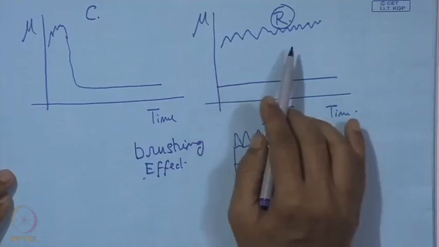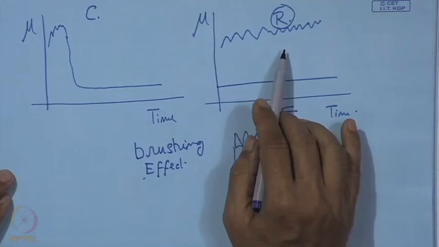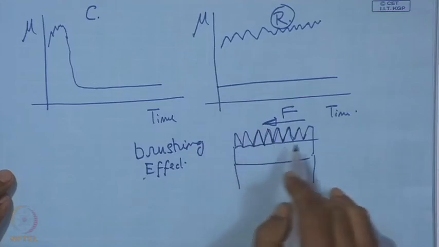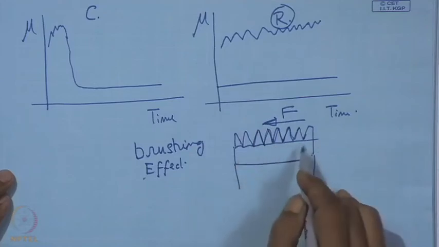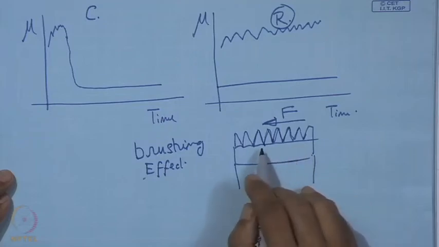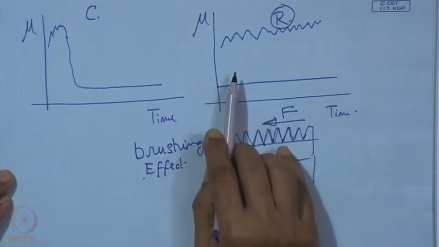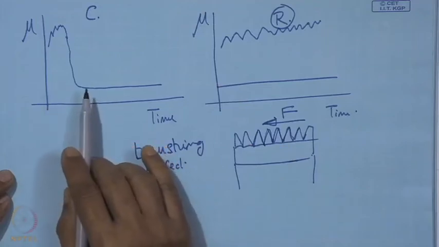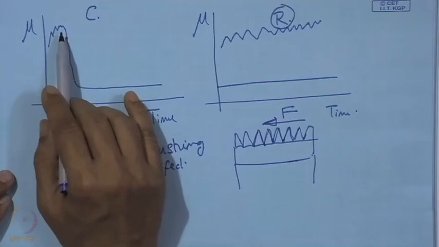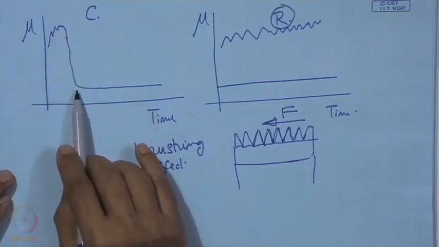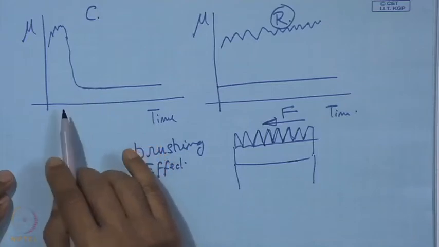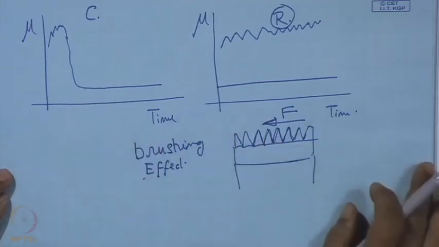So, when a coating is rough, as produced by any vapor deposition process, it is important to smoothen it or polish it a little bit and only then put it in alternating sliding. But when it is unidirectional sliding, after an initial rise, it can come to a very low value of friction because of this running-in and smoothening of the coating.